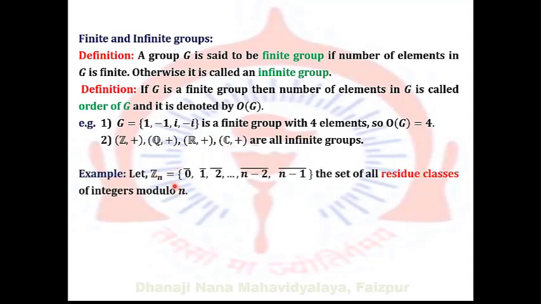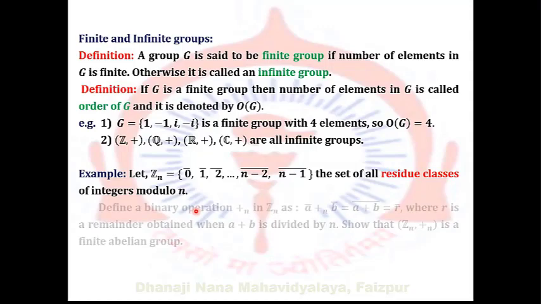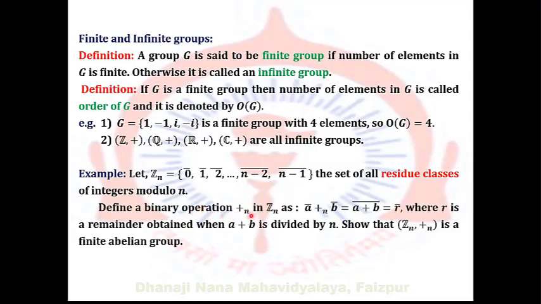Example, let Zn is nothing but equal to set containing elements 0 bar, 1 bar, 2 bar up to n minus 1 bar, the set of all residue classes of integers modulo n. Define a binary operation addition modulo n in Zn as a bar addition modulo n b bar is equal to a plus b bar, that is equal to r bar, where r is a remainder obtained when a plus b is divided by n. Show that Zn with operation addition modulo n is a finite abelian group.